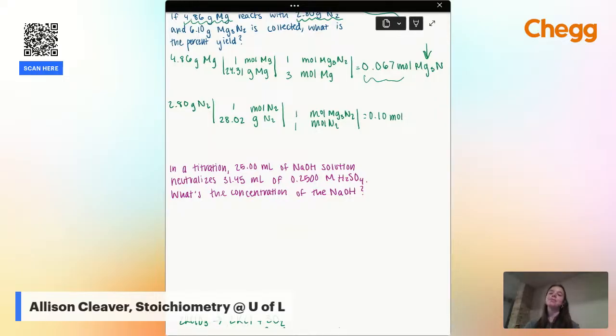Until we get some of those questions in, let's move on to our next question, which is: in a titration, 25 milliliters of NaOH solution neutralizes 31.45 milliliters of 0.25 molar H2SO4. What is the concentration of the NaOH? I'm going to give y'all 45 seconds to tell me how we would go about solving this problem. Your time starts now.